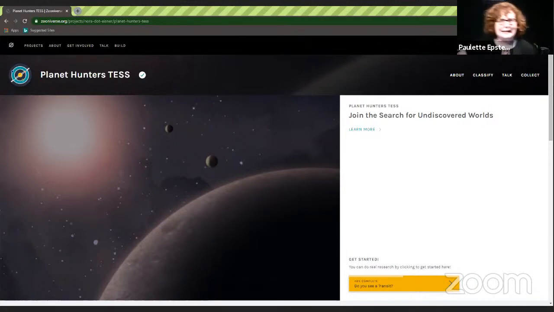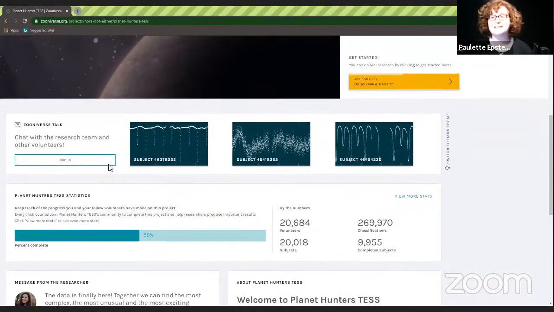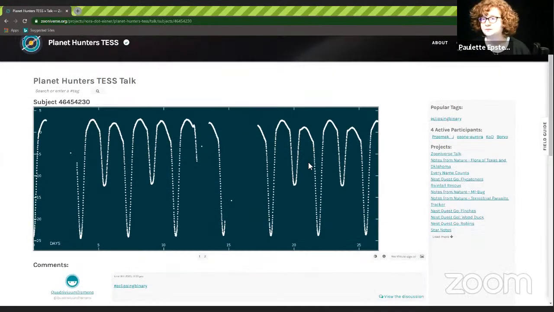This would be a great thing. So this is Planet Hunters, and it is a citizen science project where you can help scientists discover these exoplanets. The website actually takes you through the whole process, and you're able to figure out how you can help find these exoplanets.